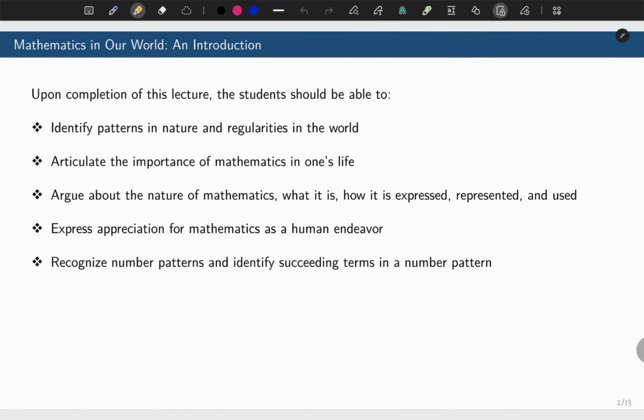By the end of this module, the student should be able to identify patterns in nature and regularities in the world, articulate the importance of mathematics in one's life, argue about the nature of mathematics, what it is, how it is expressed, represented, and used, express appreciation for mathematics as a human endeavor, and recognize number patterns and identify succeeding terms in a number pattern. Take note that these objectives will be met by Lecture 2 and Lecture 3.